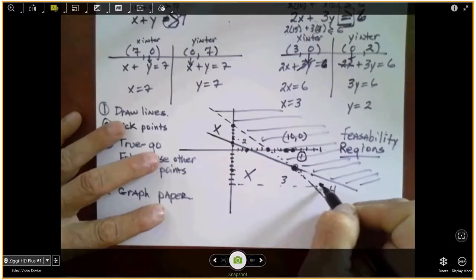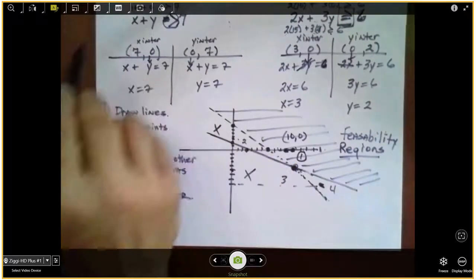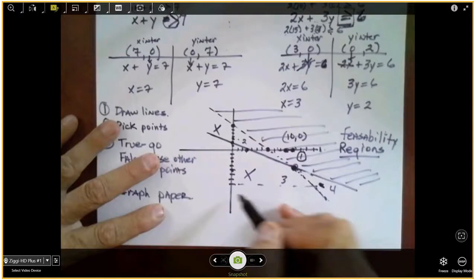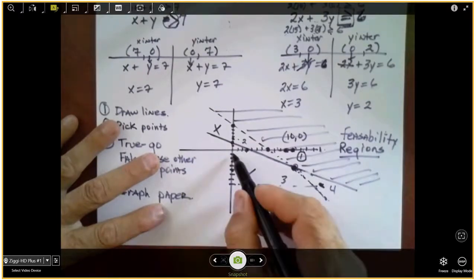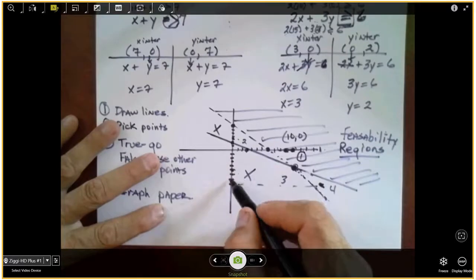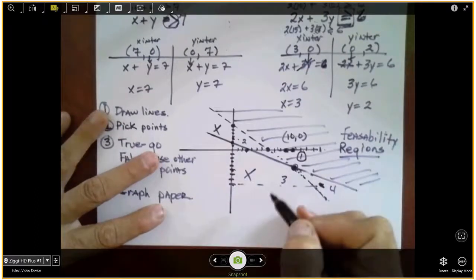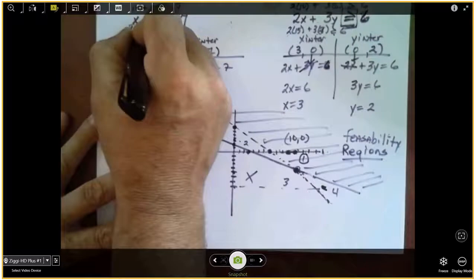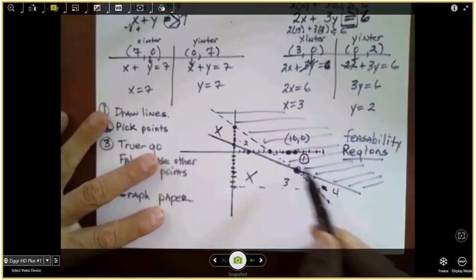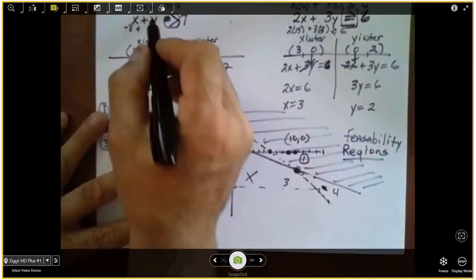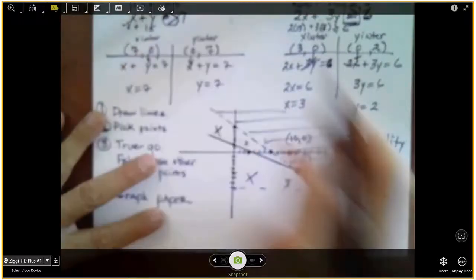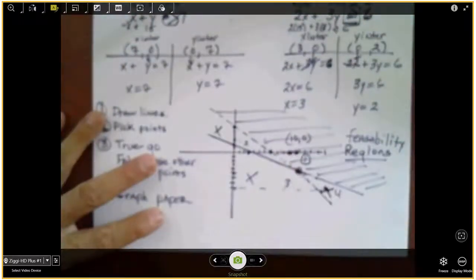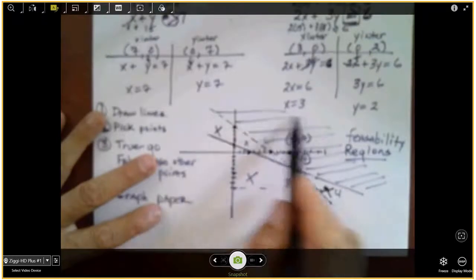But what about here? 1, 2, 3, 4, 5, 6, 7, 8. Negative 8 plus 15. That's 7. 7 is not greater than 7, so that will not work. So the only region that will work is this region right here.